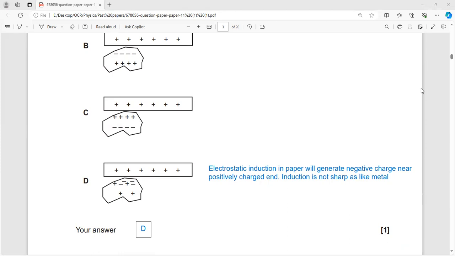So what is the concept behind that? The electrostatic induction in the paper will generate a negative charge on the piece of paper, which is near to the positively charged rod here. So this is our electrostatic induction rule.